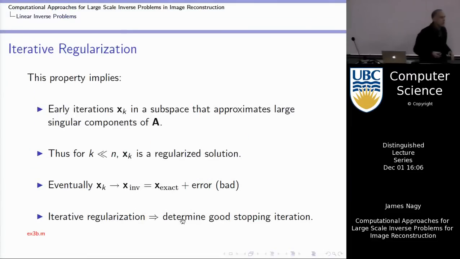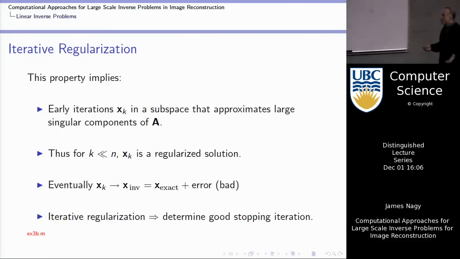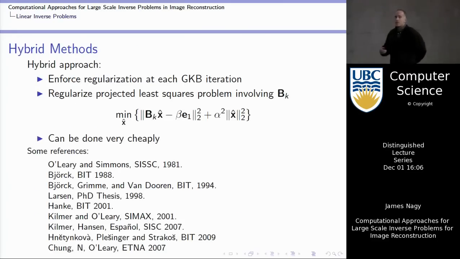So there are ways to do it. If you know an estimate of the noise, you can use something called the discrepancy principle to guide you in when to stop. What I want to talk about next is, if I'm wrong about when to stop, can I avoid this additional oscillation from coming into the solution?